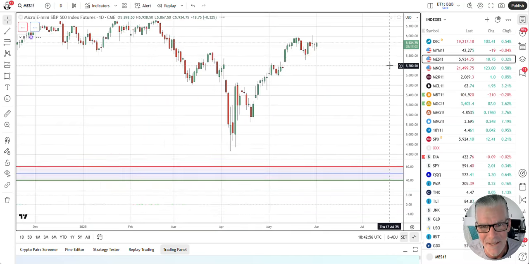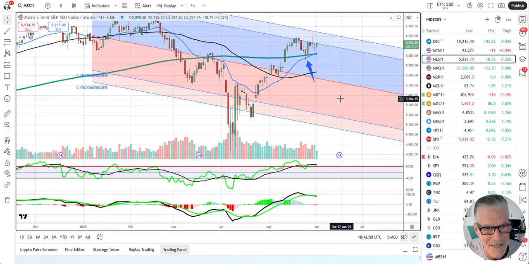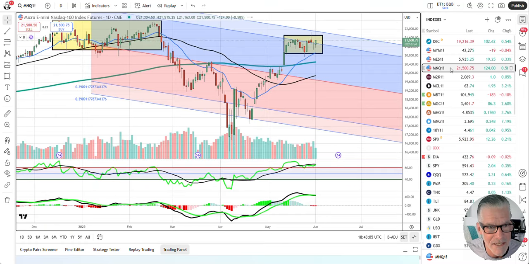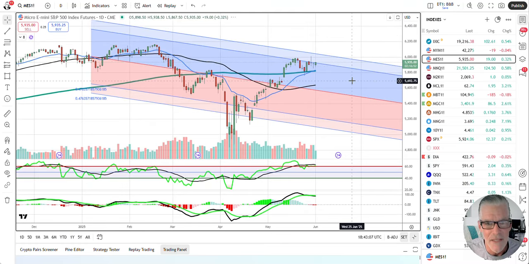Let's take a look at some charts, some indexes. Okay, so we're up near the highs of the day. That's good. The S&P and the NASDAQ did not undercut the lows of the session right off the bell.